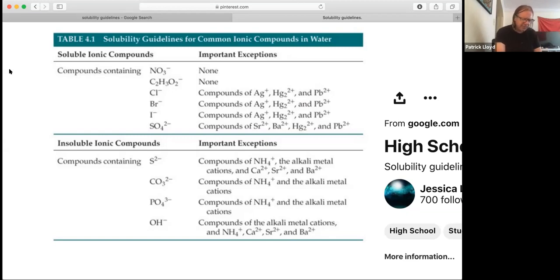But there are a couple exceptions there. So see what the exceptions are. There's strontium, barium, mercury 1, and lead 2. So those particular metals will form precipitates with sulfate.